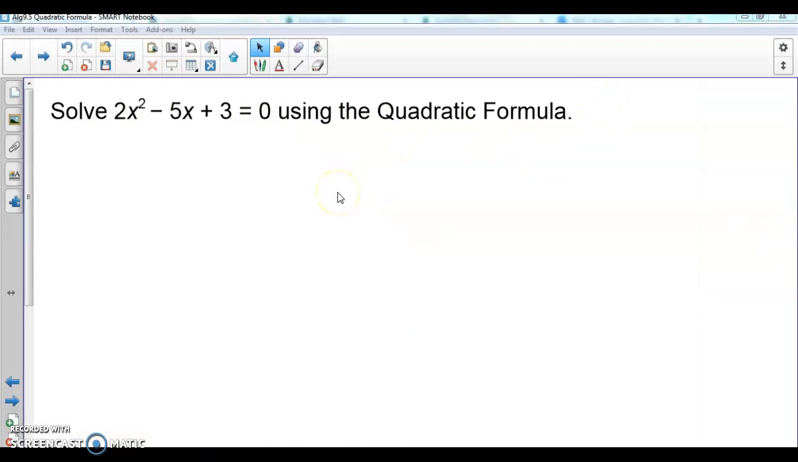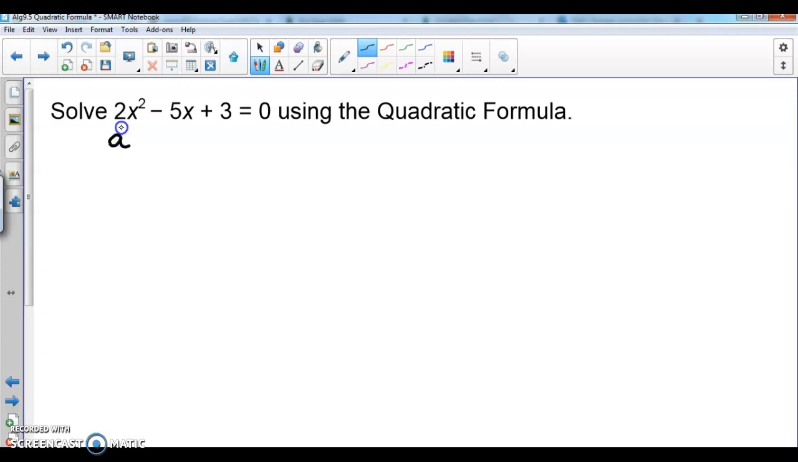Using this as an example, let's study first how to find the discriminant before we solve the equation by using the quadratic formula. So make sure that you arrange your equation in standard form such that a is the leading coefficient, so ax squared plus bx plus c. So the constants are 2, -5, and 3 respectively. Those are the values for a, b, and c.